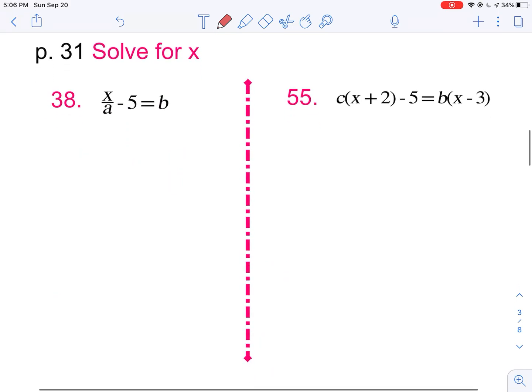Okay, so let's try another one. Solve for x. We have x over a minus 5 equal to b.